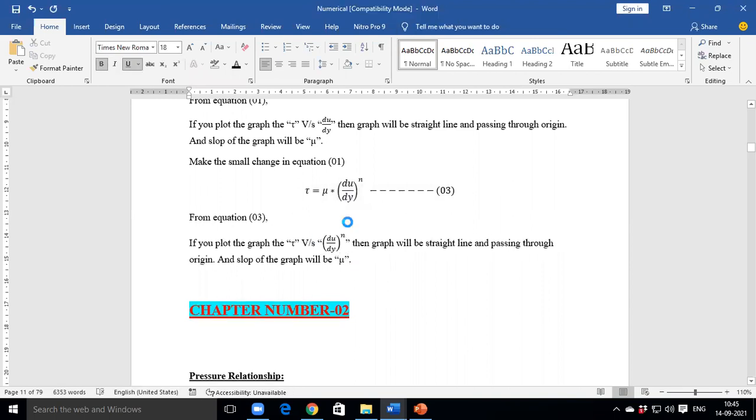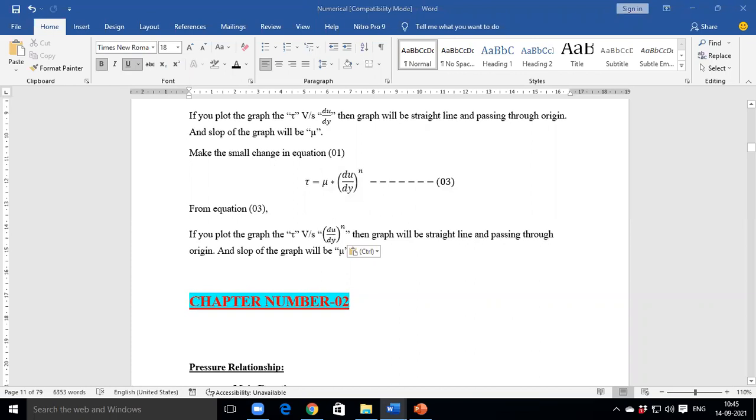See here. If you plot the graph of tau versus du by dy raised to power n, then the graph is passing through the origin, but then the graph will not be a straight line. It is a curve. Understood?